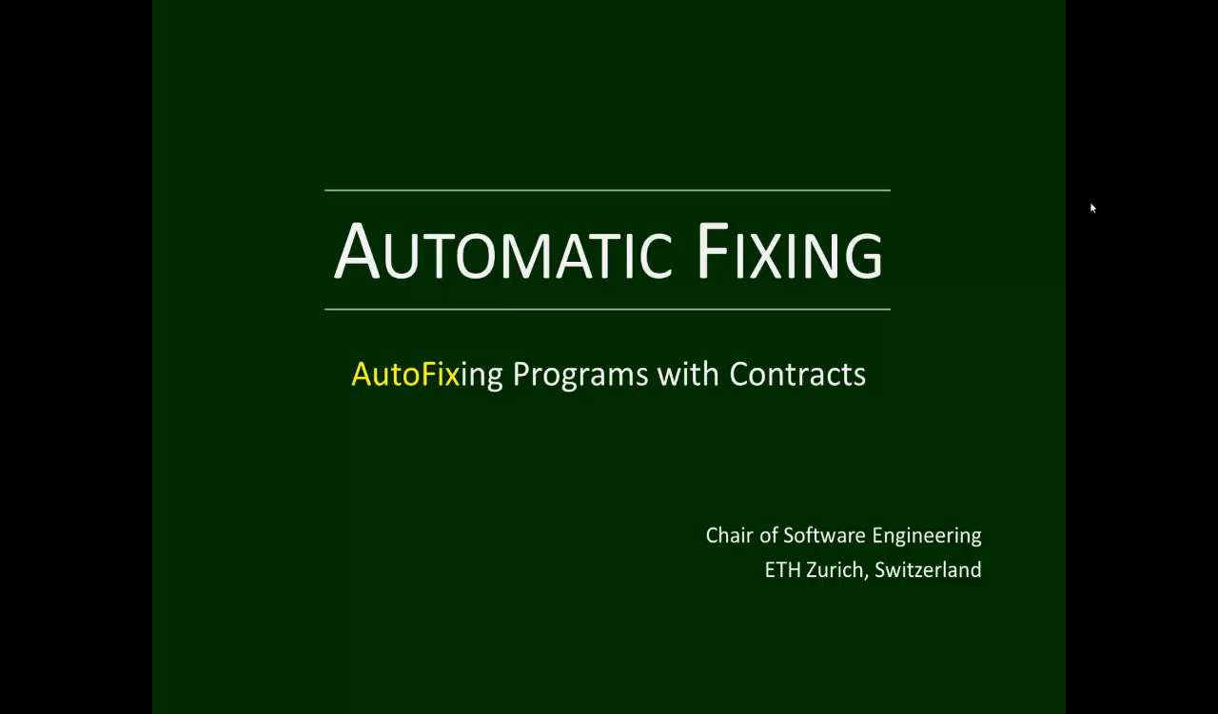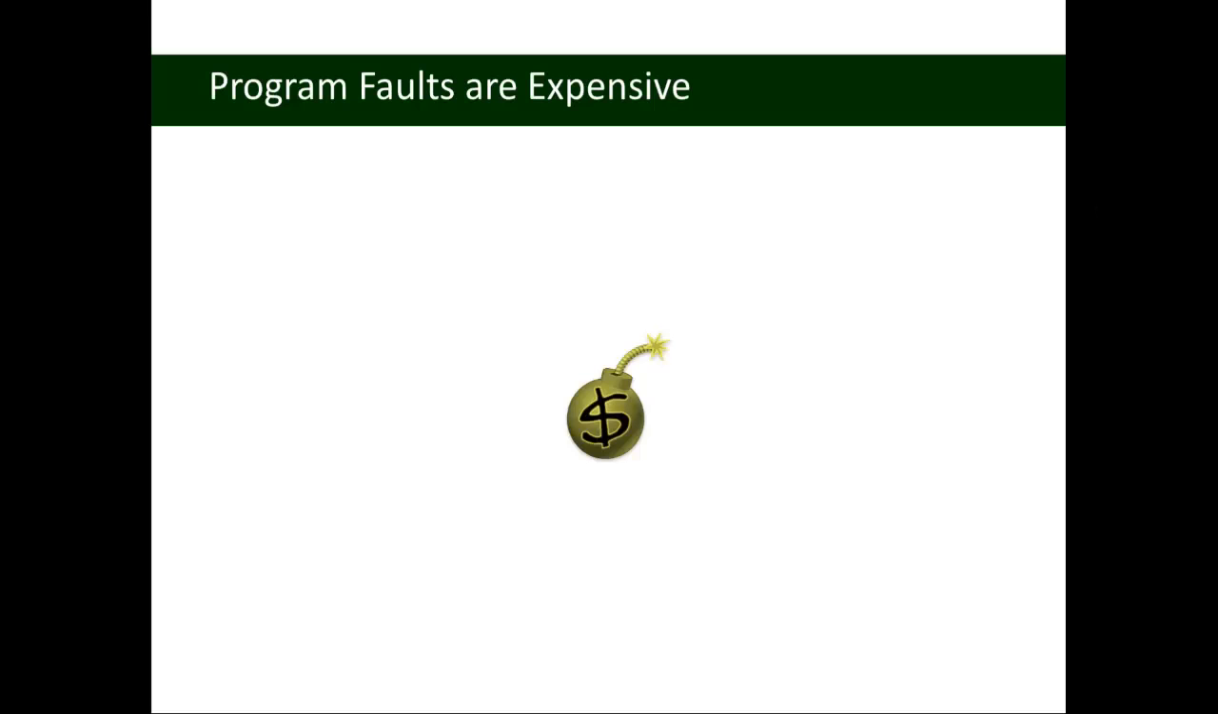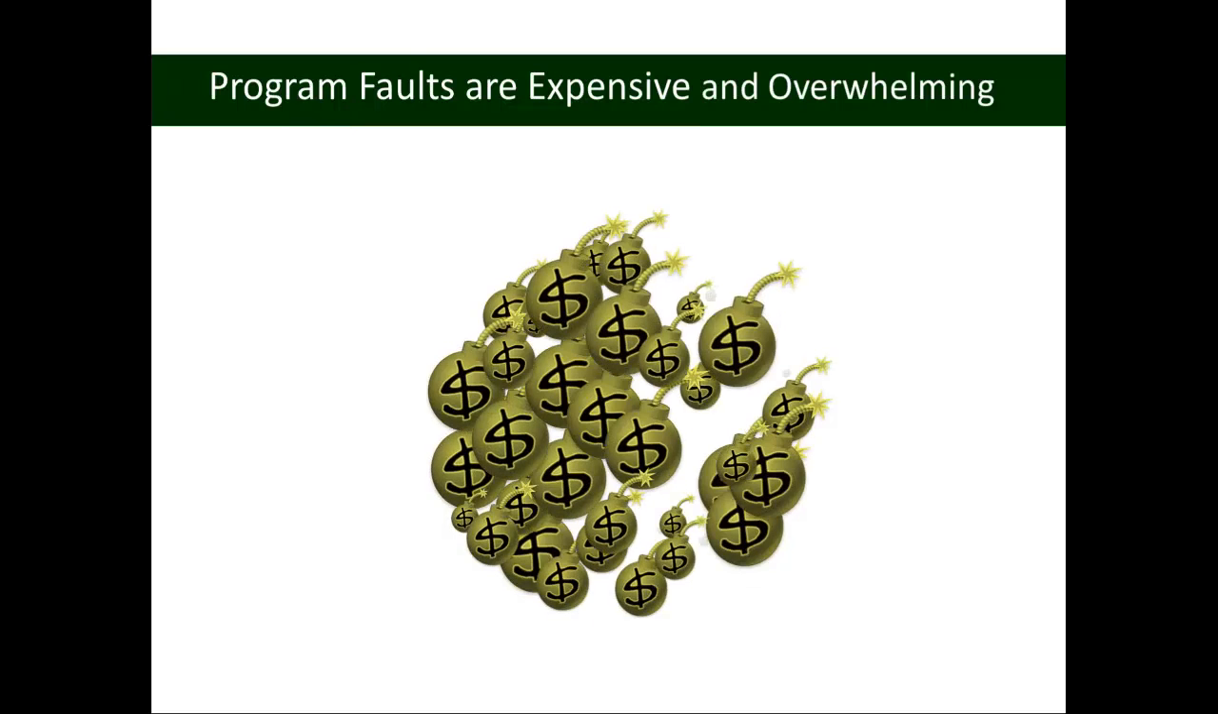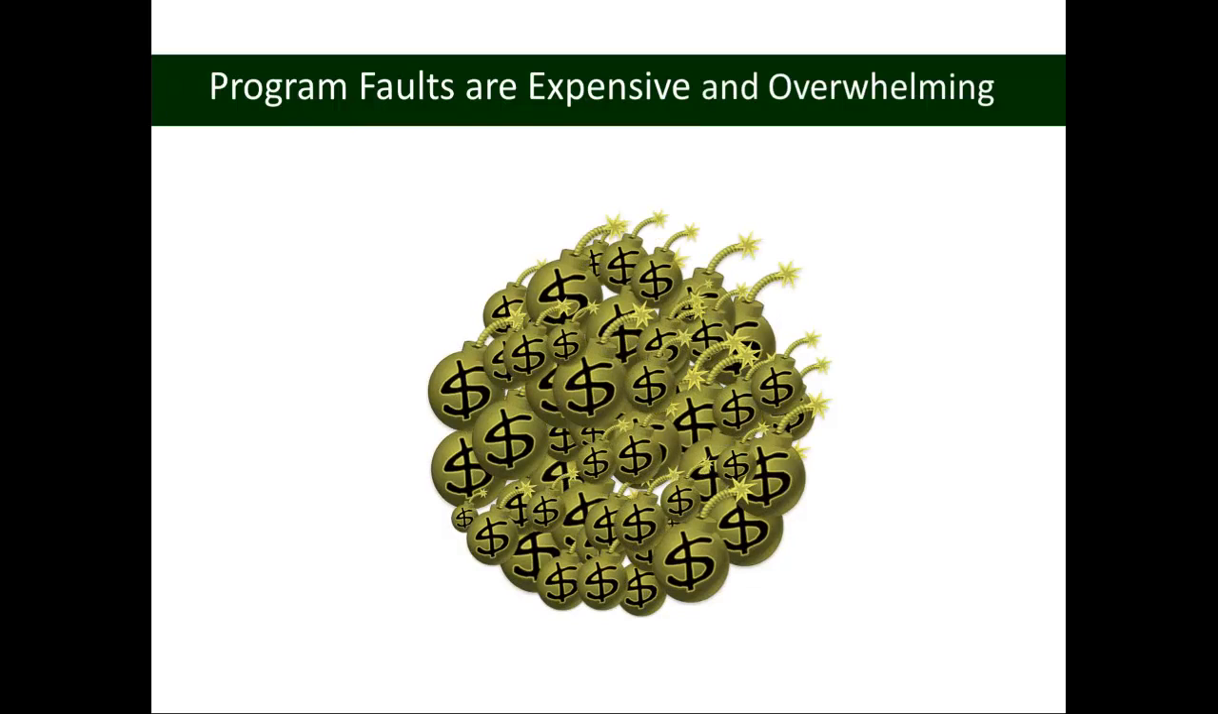In this video, I would like to show you some results of our research in automatic program fixing, particularly our tool called AutoFix, which can automatically propose fixes to program faults. Program faults are expensive. They were said to cost the US economy an estimated $59 billion annually. And there are too many of them for us to fix manually. Many widely used programs are shipped with known bugs due to the lack of manpower to fix them.